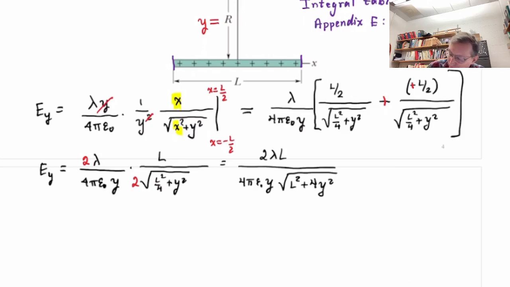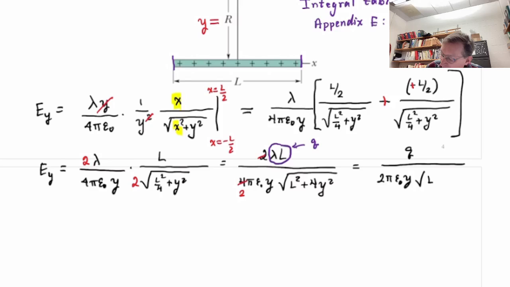Now, one more thing. Look at this combination. Lambda times L. Any thought about what that is? Remember what lambda is, the charge per unit length of the rod. I'm taking that and multiplying it by the total length of the rod. What is that combination? Did you say that's just going to be the total charge Q of the whole rod? Because it is. And then in the numerator and denominator, let's cancel a factor of 2 there. And so here's what we're left with. Q upstairs over 2 pi epsilon 0 y square root of L squared plus 4y squared.